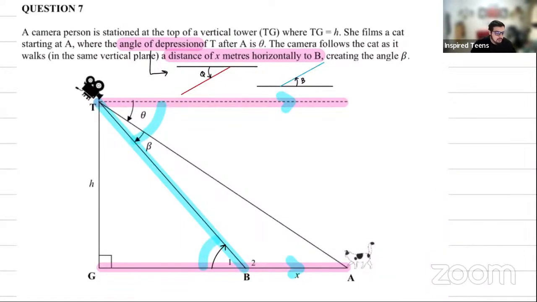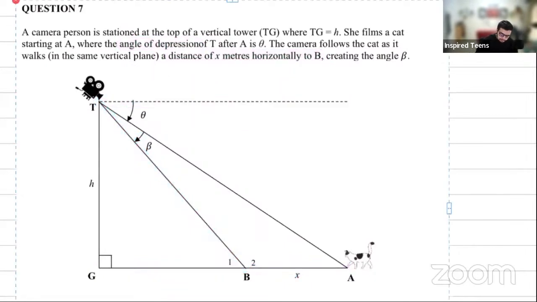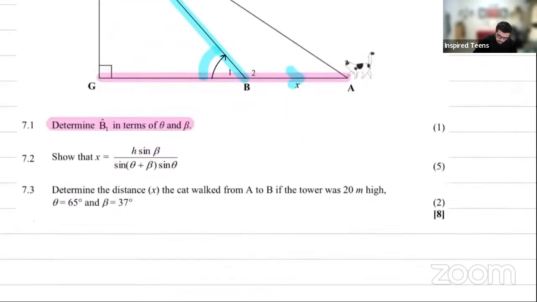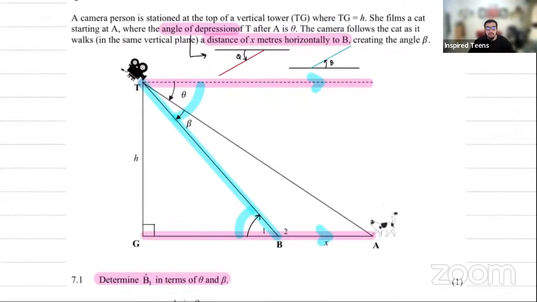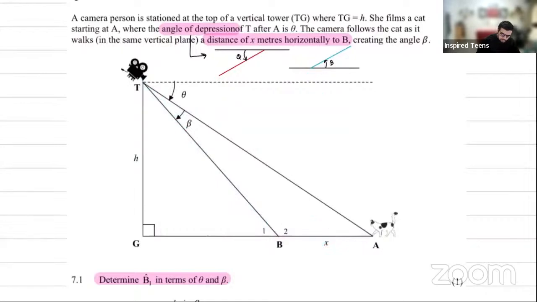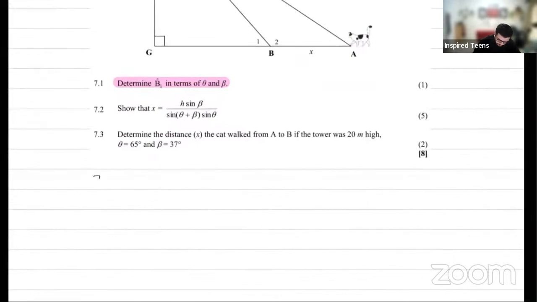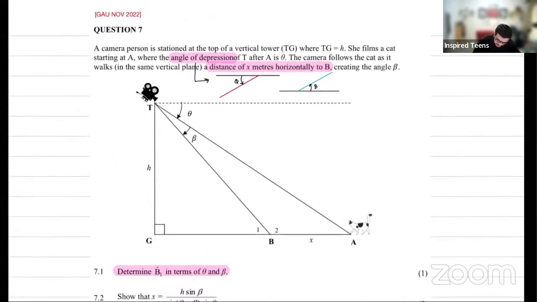You need to be on the lookout for these types of things, especially if they say express one angle in terms of another, or determine one angle in terms of certain variables. You're not limited to something specific. I'm not going to tell you that every single time in this question you're going to have to use alternate angles to solve it. No, that's just not how it is. But yes, determine B1 in terms of theta and beta. Because it's the entire thing, it would be theta plus beta.